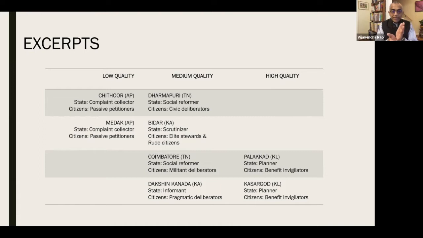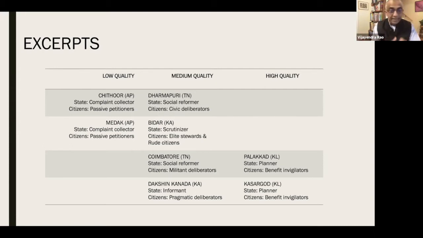Okay, so what we're going to do is compare Chittoor district in Andhra Pradesh, Dharmapuri district, and I'm not going to read too many excerpts now because of a shortage of time, but I want to show you what happens in these Gram Sabhas and why they're so different. So we're going to compare these Andhra Pradesh, what we call low quality Gram Sabhas to medium quality in Dharmapuri.